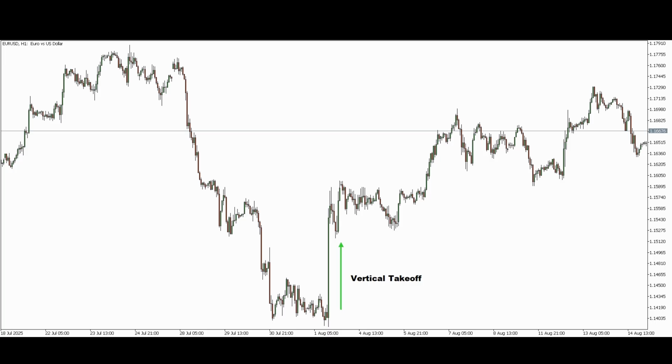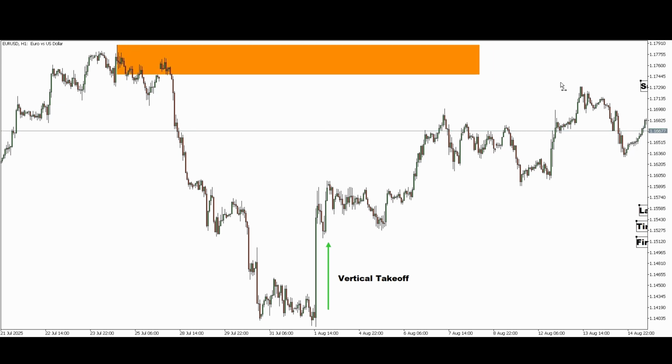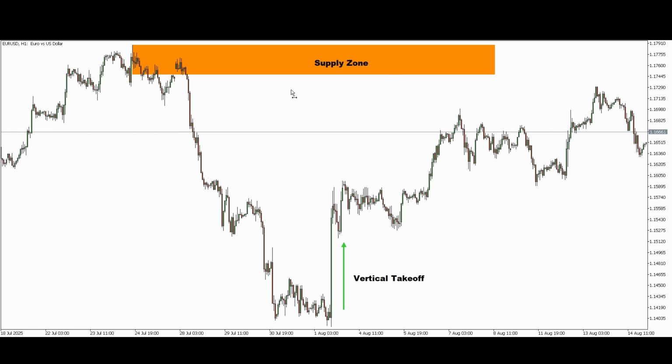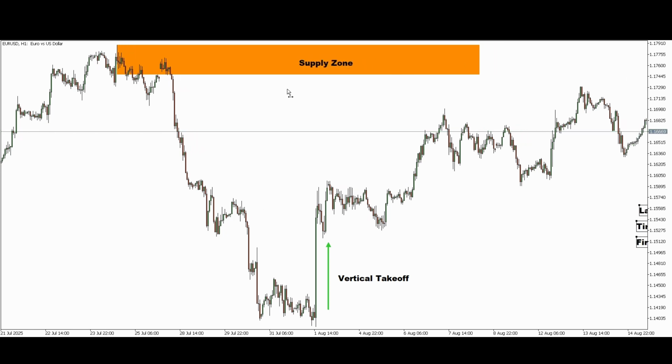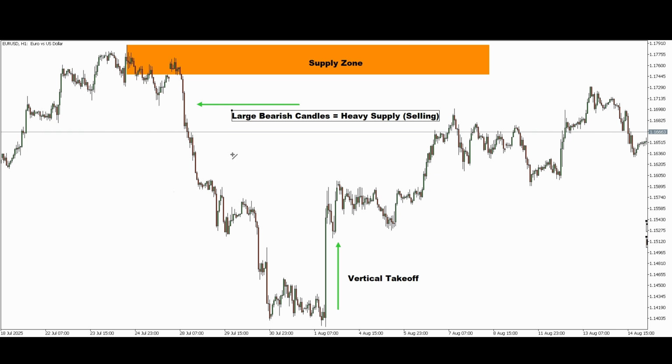Let's look at the first example, this supply zone on the far left. We mark the zone and then we immediately observe the reaction. What do we see? We see price falling like a stone. Notice the size of these bearish candles. They are large, decisive, and they close near their lows. There's no hesitation, no lengthy consolidation, just pure aggressive selling pressure. That means the institutions dump their positions here with conviction.